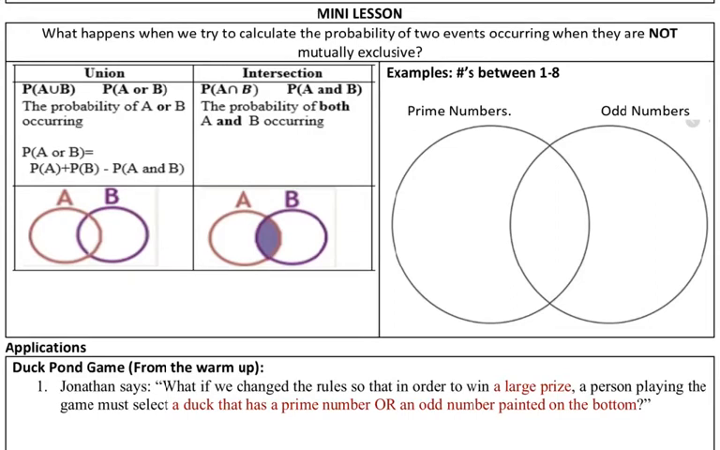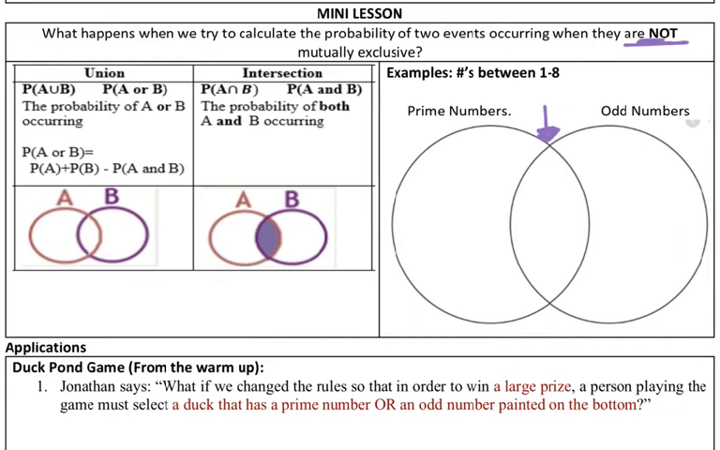Okay, in this lesson, we are going to go over what happens when we are trying to calculate the probability of two events when they are not mutually exclusive. So what that means is it's actually possible for them to occur at the same time. This is why we have a Venn diagram, so you guys can see how it's possible.